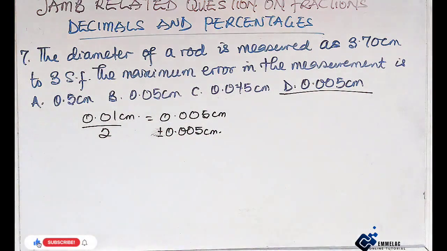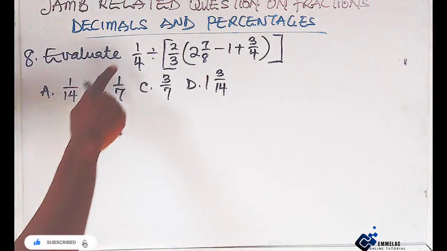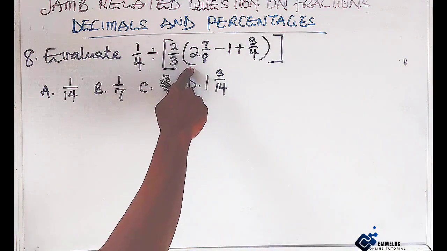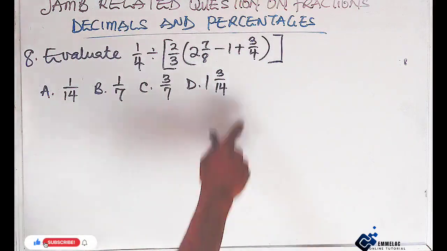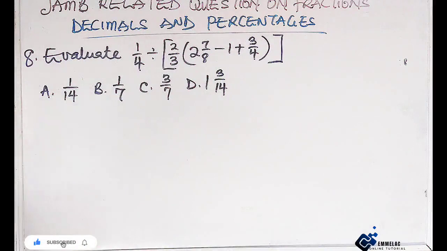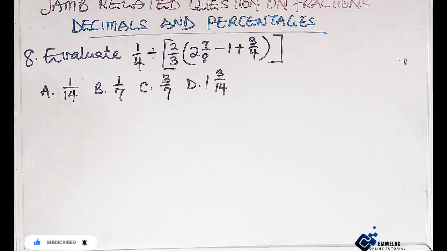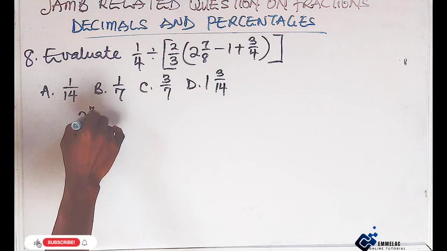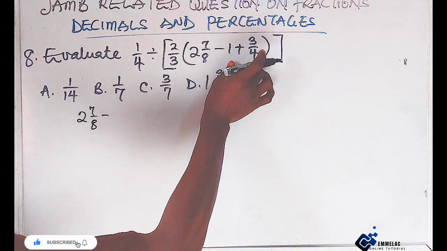All right, thank you. Let's move to number 8. Now we are told to evaluate 1/4 divided by, in square bracket, 2/3 into bracket 2/7/8 minus 1 plus 3 all over 4, close bracket and close square bracket. First of all, let us resolve what is in the bracket. So to that end, we have 2/7 all over 8, then minus. Now this particular one, let us add.